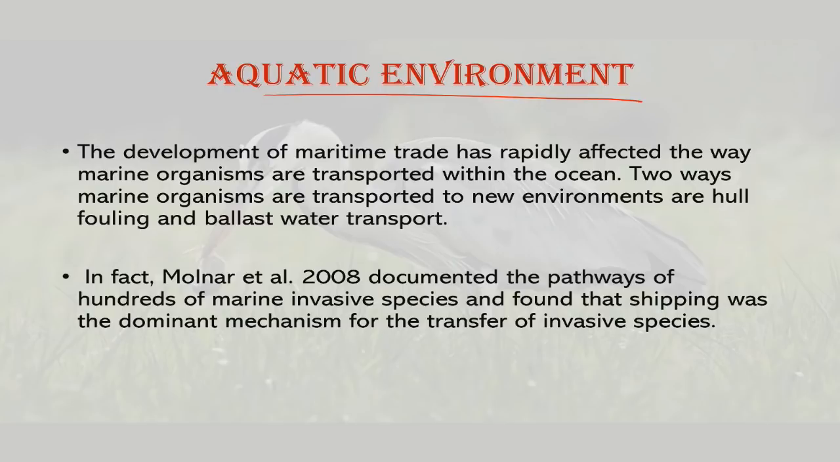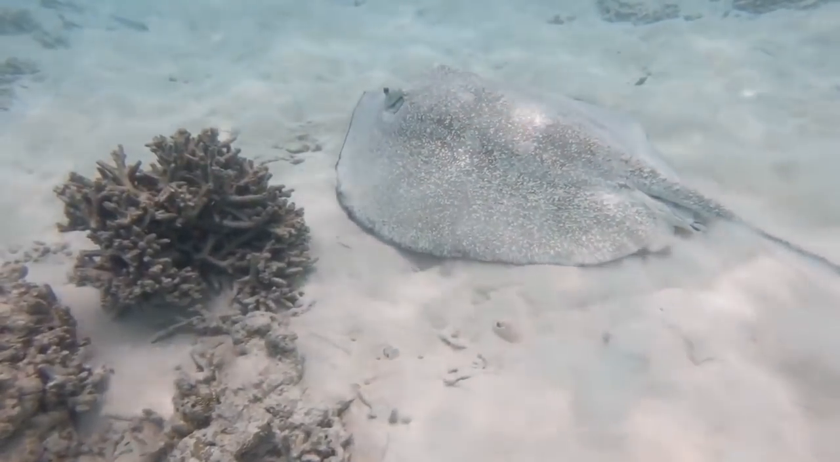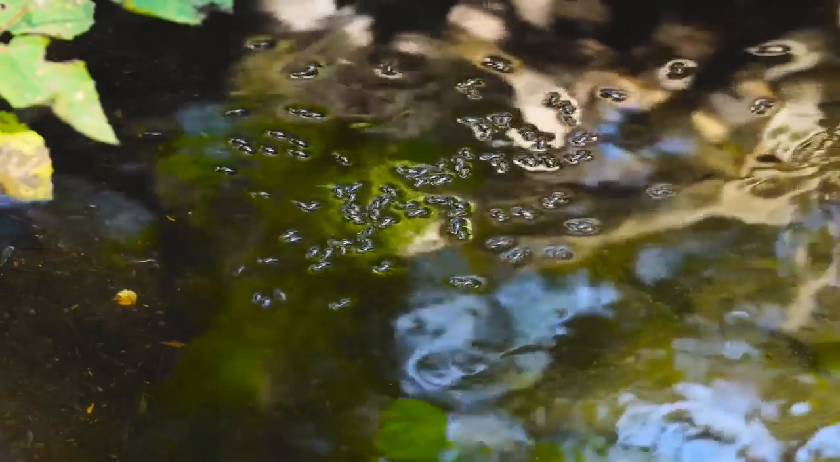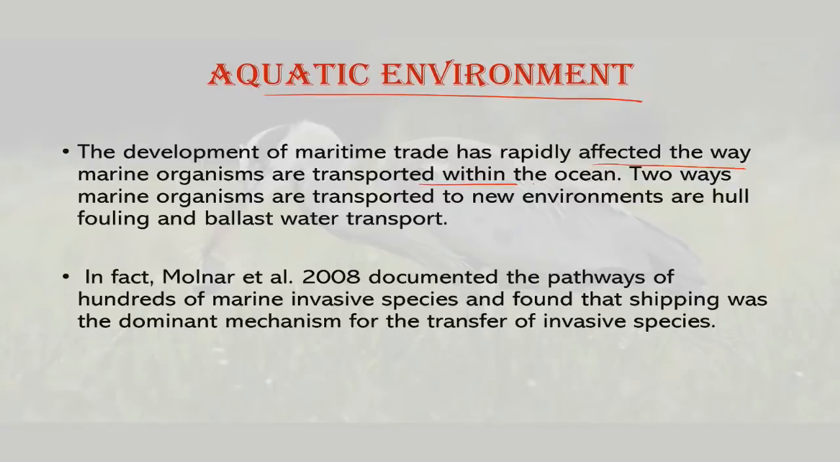Now talking about the aquatic environment, within the aquatic environment, the development of maritime trade has rapidly affected the way marine organisms are transported within the ocean. Many marine organisms have the capacity to attach themselves to vessel hulls. Therefore, these organisms are easily transported from one body of water to another and are a significant risk factor for biological invasion events. Unfortunately, controlling vessel hull fouling is voluntary and there are no regulations currently in place to manage hull fouling. However, the governments of California and New Zealand have announced more stringent control for vessel hull fouling within their respective jurisdictions. The other main vector for the transport of non-native aquatic species is ballast water.